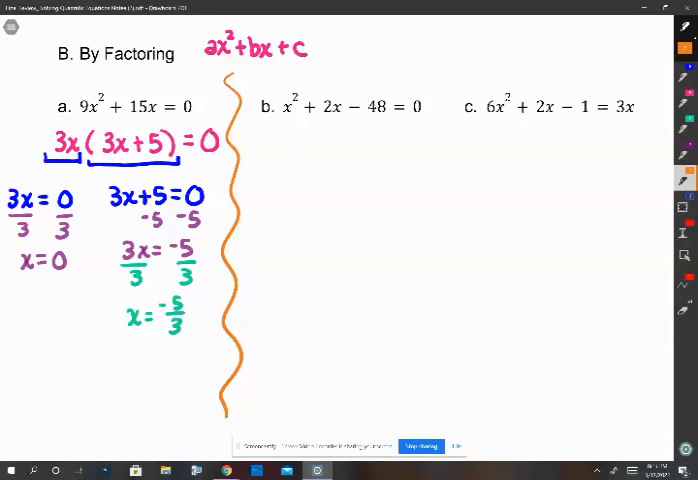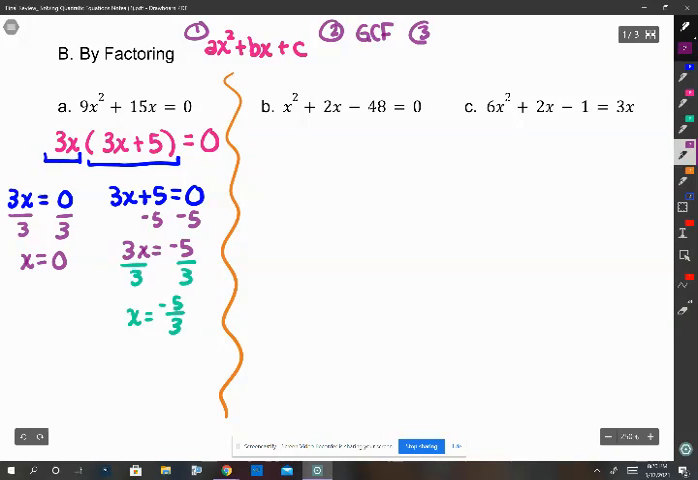So now when I look at B, again, I want to make sure it's in standard form. So it's in standard form, so we're good. We look to see if we can take out a greatest common factor, which in this case we can't. And so then the third thing that we're looking for is we're going to multiply A times C, and then we're going to look for a pair. So A times C, look for a pair that gives you B. So I'm just going to try to squeeze all those notes in. In this case, our A is 1 and our B is negative 48.